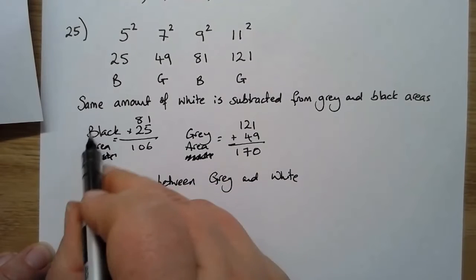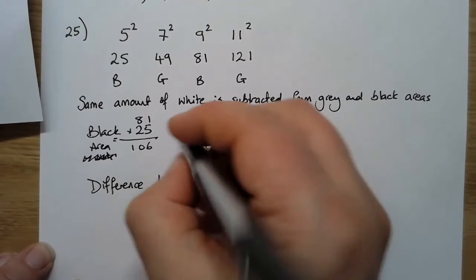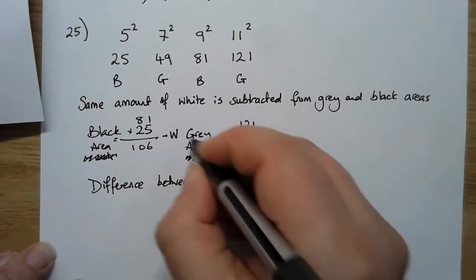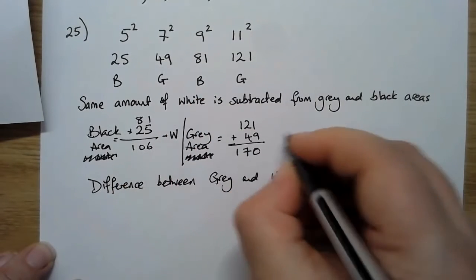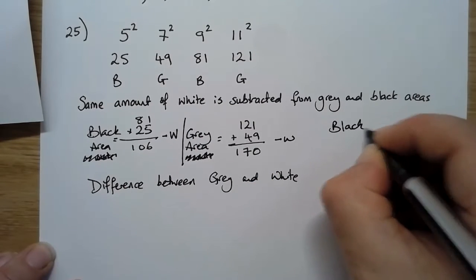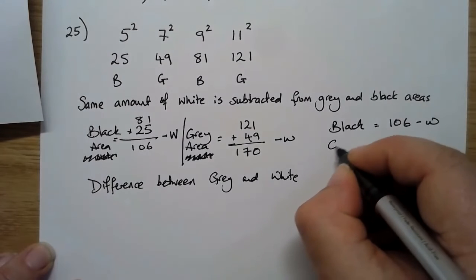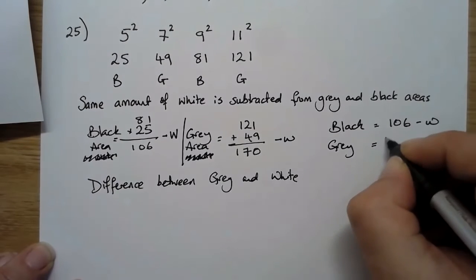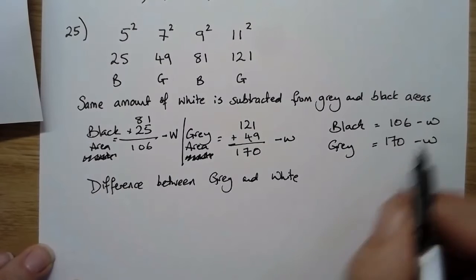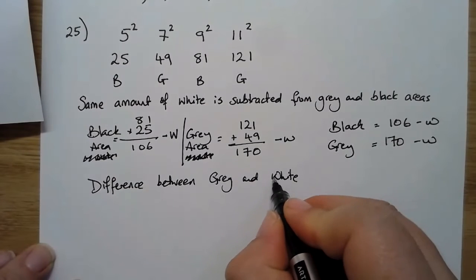So the black area is this, subtract the white area. The grey area is this, subtract the white. So black equals 106, subtract the white, and grey equals 170, subtract the white. Okay, I'm happy with that now. So I want the difference between the grey and the white. No, grey and the black.